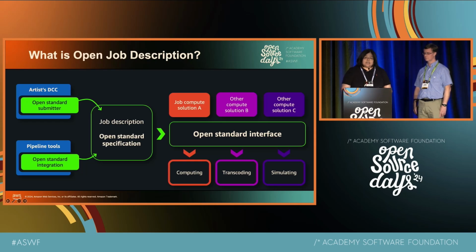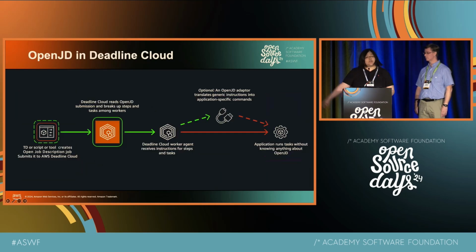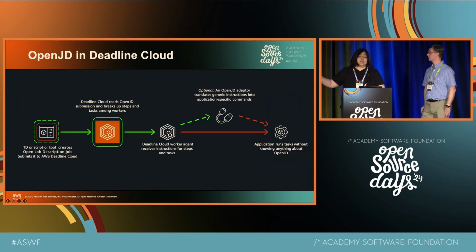So how does Deadline Cloud fit into this then? Well, if you consider one of the compute solutions being Deadline Cloud, it uses Open Job Description in terms of having the work defined in that format, and then interprets it to break it down into the actual instructions to be run on the host by the worker agent.